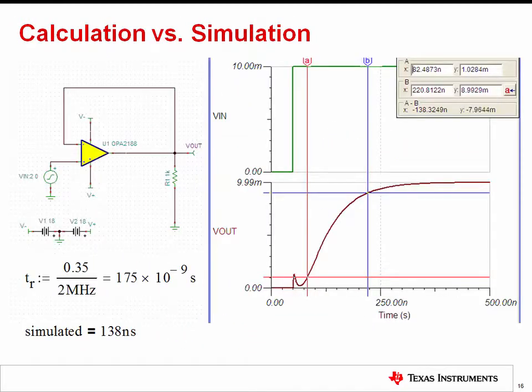Let's test this result against simulation data. Looking at the OPA2188 datasheet, we see that the op-amp has a gain bandwidth of 2 MHz. Our equation from the last slide gives us a calculated rise time of 175 nanoseconds. The simulation results in a rise time of 138 nanoseconds, which is an error of about 20%. This is decent enough for our approximation, since the real op-amp is not just a first-order system, which we assumed to simplify the derivation, and also the simulation model has some limits on its overall accuracy.